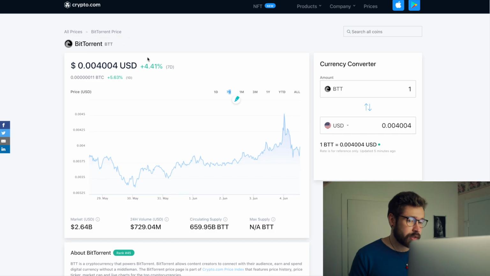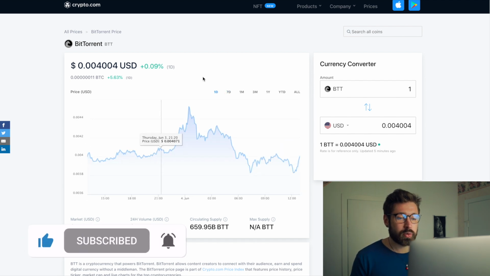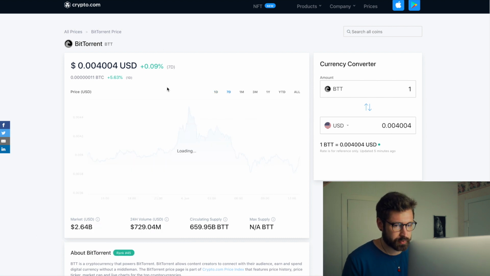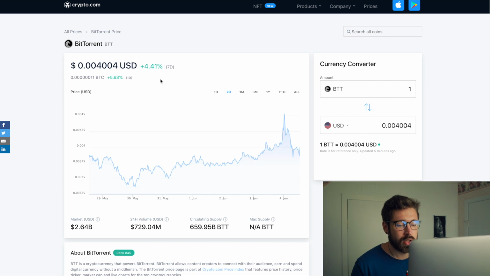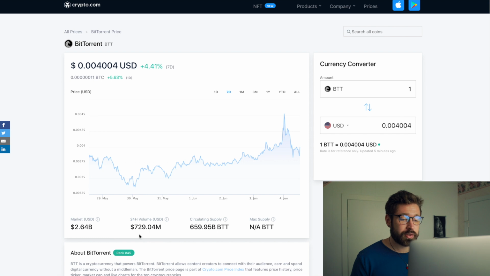So we're going to go over BitTorrent, guys. We're going to go over the technical analysis. Bitcoin had a bit of a throwback, so we're going to look at the chart for BitTorrent. So we're sitting about 0.09 on the day, and then on the 7-day, about 4.41%. And the market cap sitting at 2.64 billion, and the 24-hour volume 729 million.